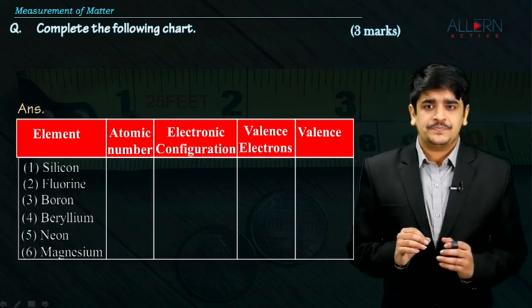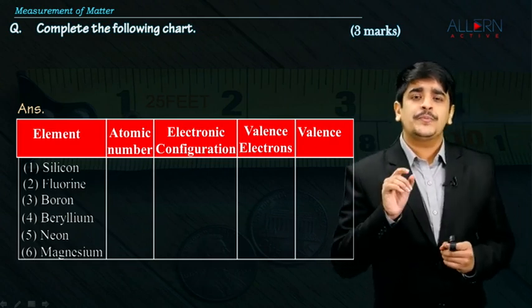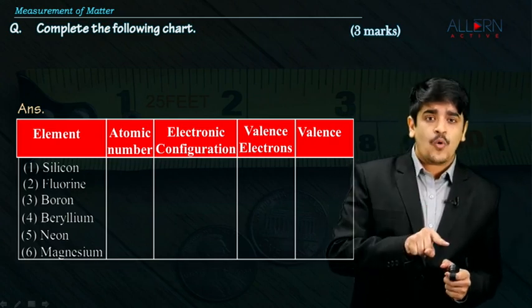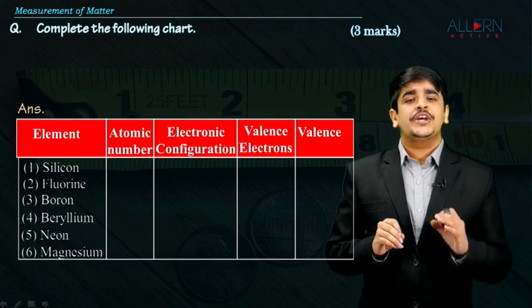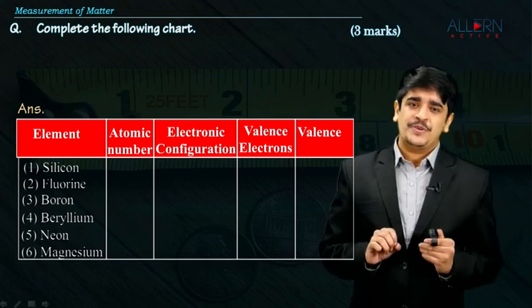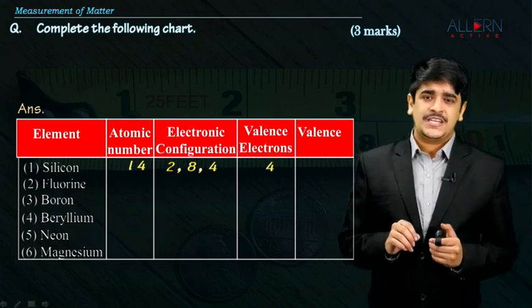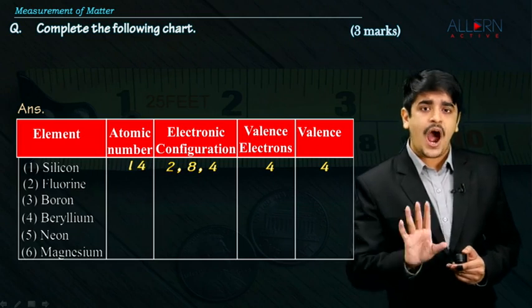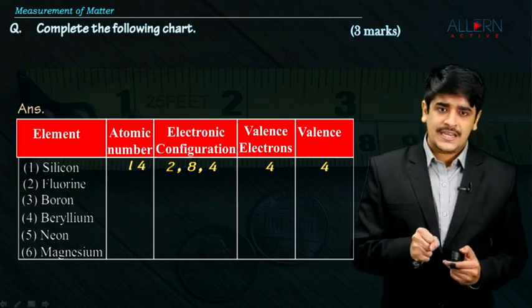Think about this carefully. I have silicon, atomic number 14, configuration 2,8,4. How many electrons in the valence shell? 4. It can gain 4 electrons and therefore the valency is going to be 4. So that is going to be my first answer. In that particular case, that will make silicon stable after it gains those 4 valence electrons.